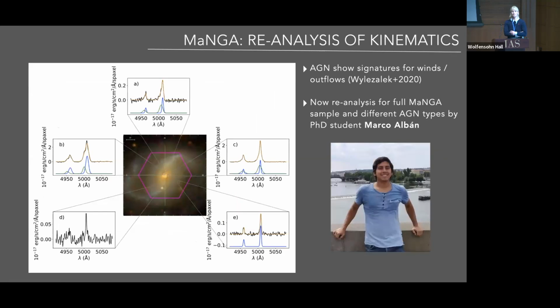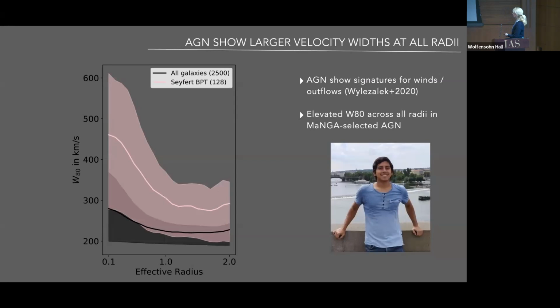So this result that I just showed you was based on a previous MaNGA release only containing about 3,000 galaxies. And a PhD student in our group, Marco Albán, is now reanalyzing the entire data set, so all the 10,000 galaxies, refitting all the O3 emission lines, trying to account for these broad blueshifted components that the MaNGA pipeline doesn't take into account. And he actually finds similar results. So this is now for all sources in MaNGA, and he measures the W80, so the velocity width of the O3 emission line, as a function of radius in MaNGA selected AGN here in, what is this color? Rose or purple, and compares it to the non-AGN. So even out to 2 effective radii, we do see a significant enhancement of the velocity dispersion in these low luminosity, low redshift AGN.